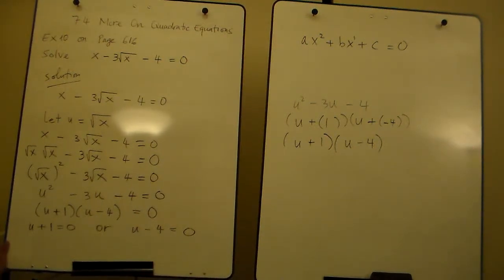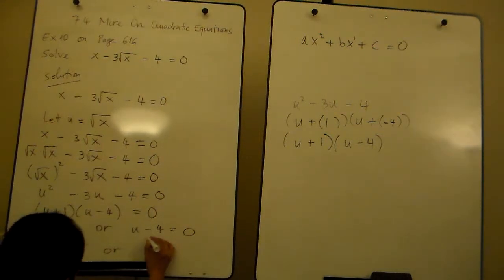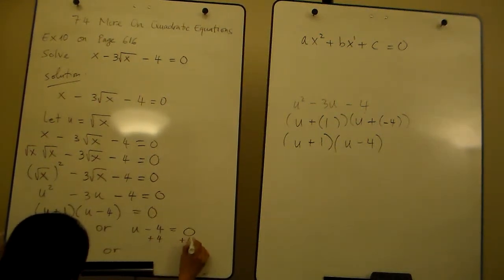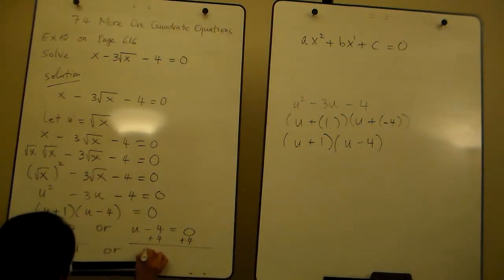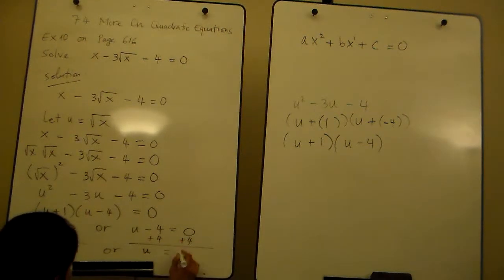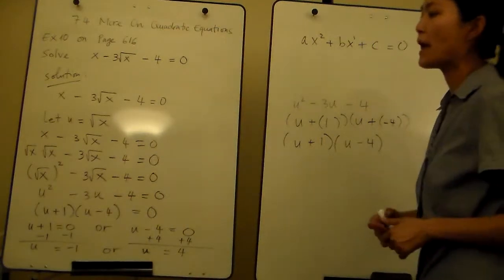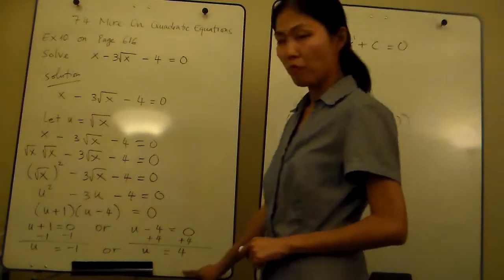Alright. So to solve for u, you subtract 1 on both sides. So u equal to 0 subtract 1 is negative 1. Or to solve for u, you add 4 on both sides. So negative 4 plus 4 is 0, and 0 plus 4 is 4. So you have two solutions here. u is equal to negative 1 or u is equal to 4.